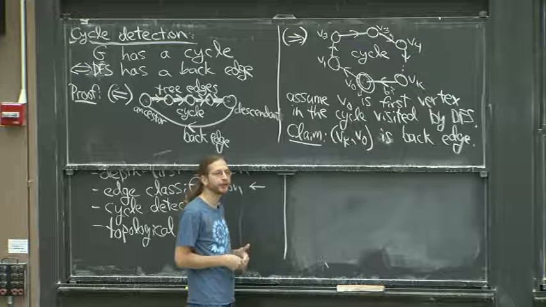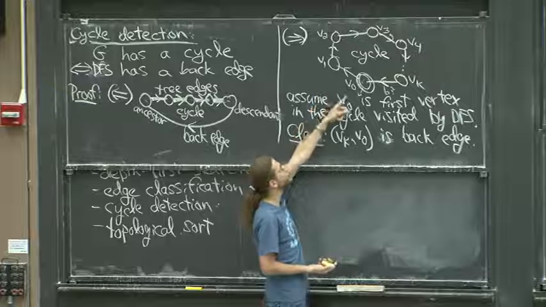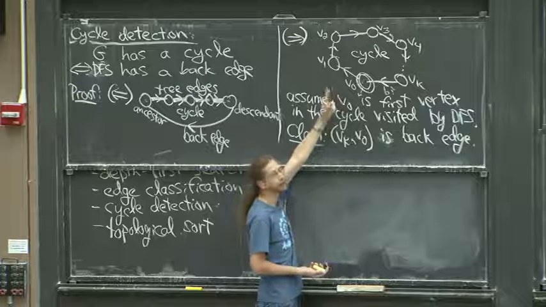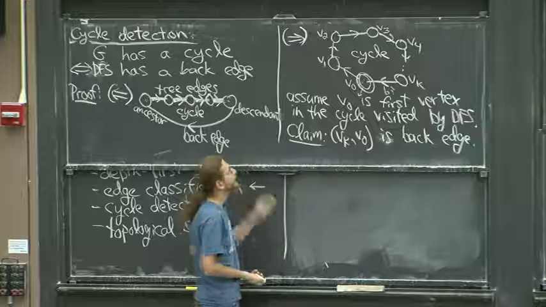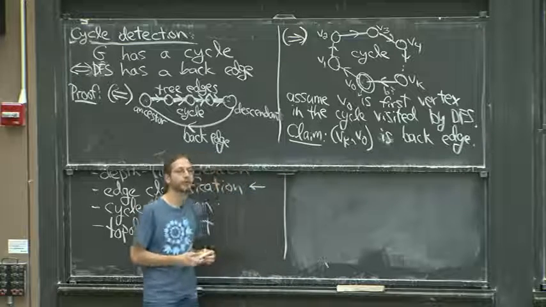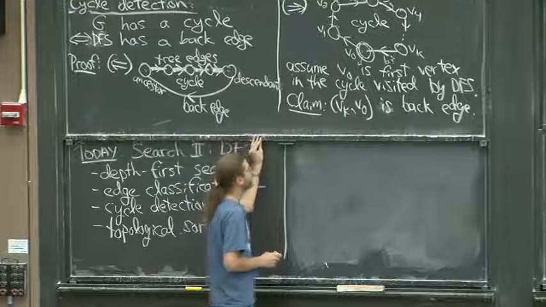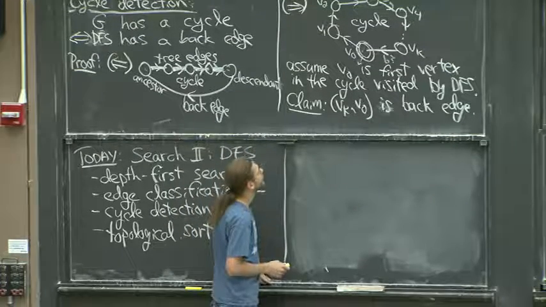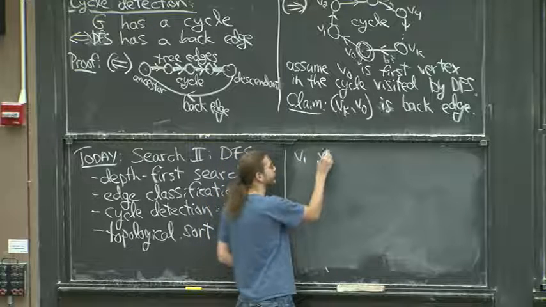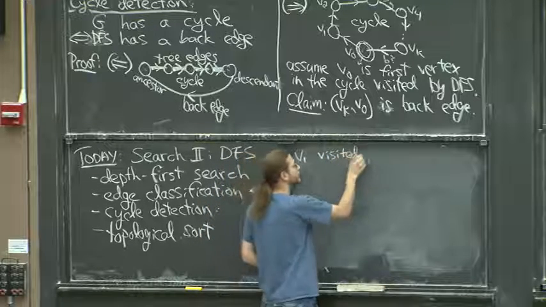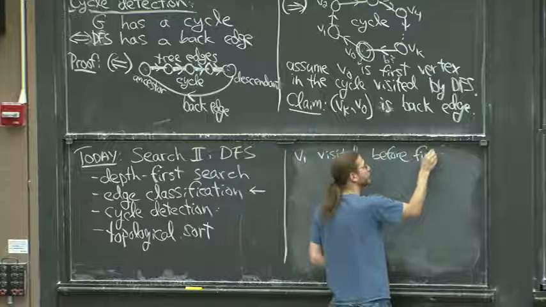Well, we visit all the outgoing edges from v0. There might be many of them. Could be an edge from v0 to v1. Could be an edge from v0 to v3. Could be an edge from v0 to something else. We don't know which one's going to happen first. But the one thing I can claim is that v1 will be visited before we finish visiting v0.